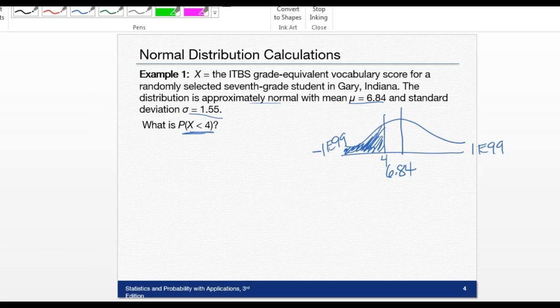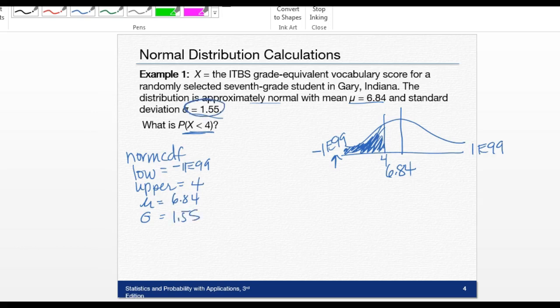So just like before, we're going to go to normal CDF, and it's going to ask me my low bound, my upper bound, it's going to ask me mu, and it's going to ask me sigma. Everything's in context of this problem. So if I look at my shaded region, what's the low end? Well, the low end is -1 E to the 99. That's like negative millions. Upper bound is all the way up at 4. Mu is 6.84. And sigma is 1.55. And I got that straight from the problem.